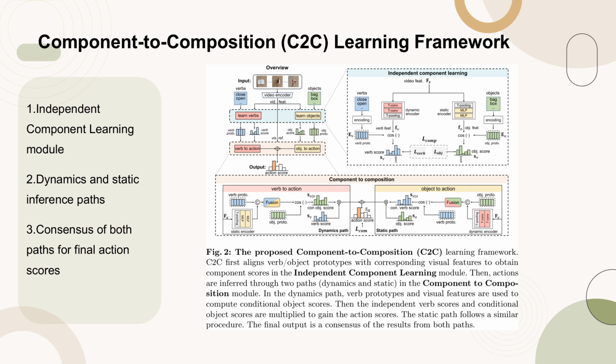In the dynamics path, verb prototypes and visual features are used to compute conditional object scores, which are then multiplied with independent verb scores to obtain action scores. The static path follows a similar procedure. The final output is a consensus of the results from both paths, ensuring a comprehensive understanding of the action compositions.